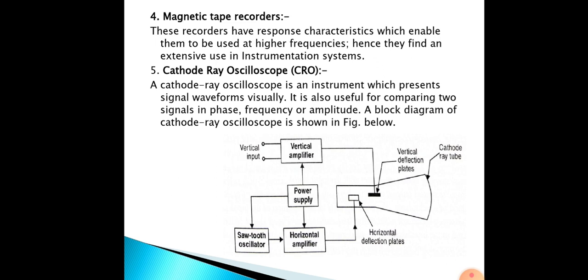Okay, the next one we will be seeing is the cathode ray oscilloscope. This cathode ray oscilloscope is an instrument which presents signal waveforms visually. You can see the waveforms with your eyes, okay, it will be displayed. It is also useful for comparing two signals in phase, frequency, or amplitude. A CRO can operate up to 50 megahertz and can allow viewing of the signal within a time span of a few nanoseconds, and can provide a number of waveform displays simultaneously on the screen.